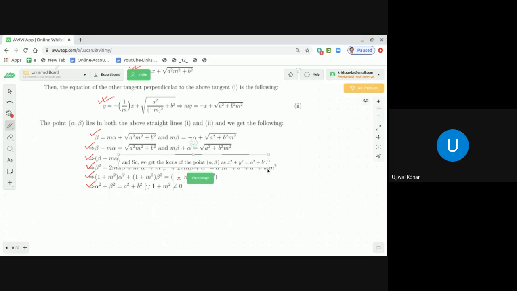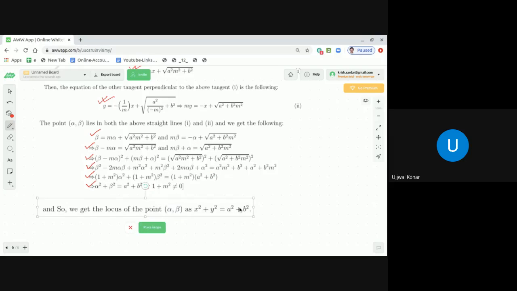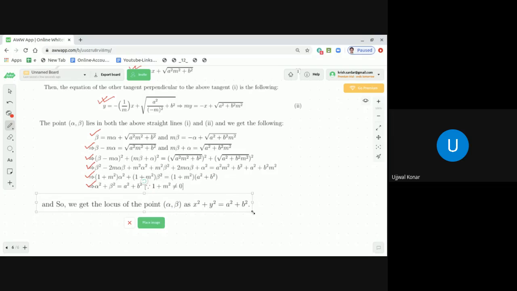So dear students, the locus of the point alpha comma beta is x square plus y square equal to a square plus b square. Correct? So we derive that if the equation of the ellipse be x square by a square plus y square by b square equal to 1, then the equation of the corresponding director circle is x square plus y square equal to a square plus b square. So let me write it down what I just said, dear students.